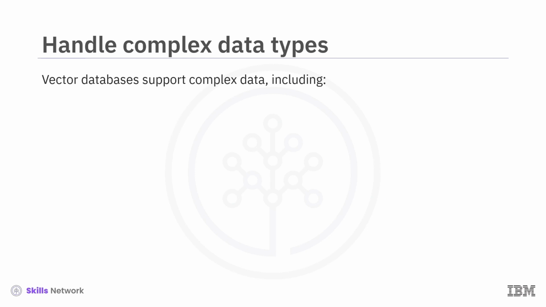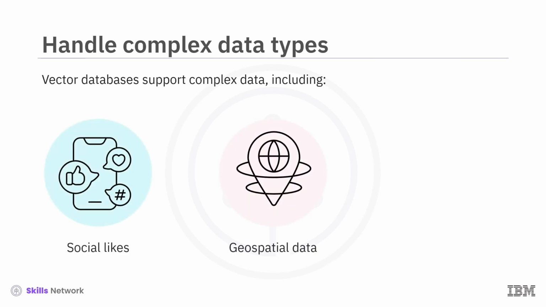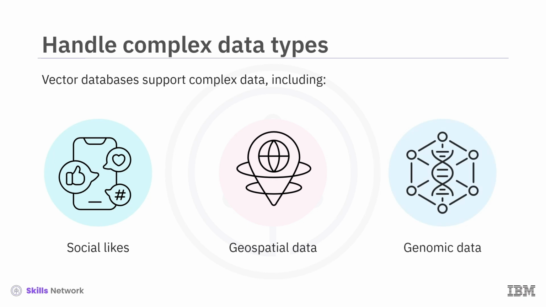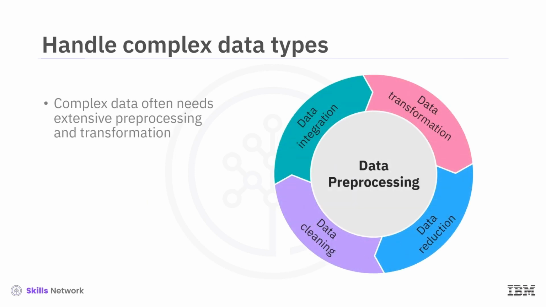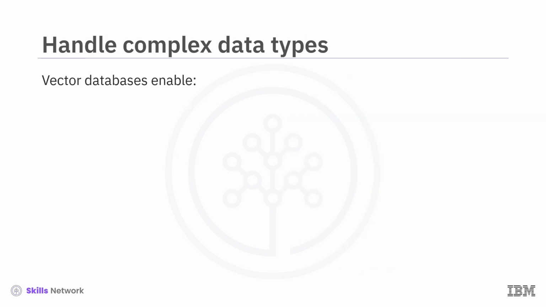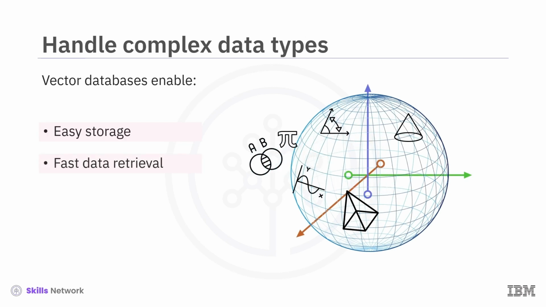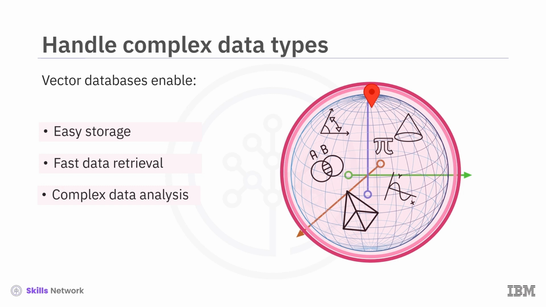Vector databases handle complex data types and the analysis of non-traditional data, including relationship data such as social likes, geospatial data, and genomic data, which are difficult for traditional systems to store and manage. When using traditional databases, these data types often need a lot of pre-processing and transformation. Vector databases are great at handling complex data types for easy storage, fast retrieval, and complex data analysis.